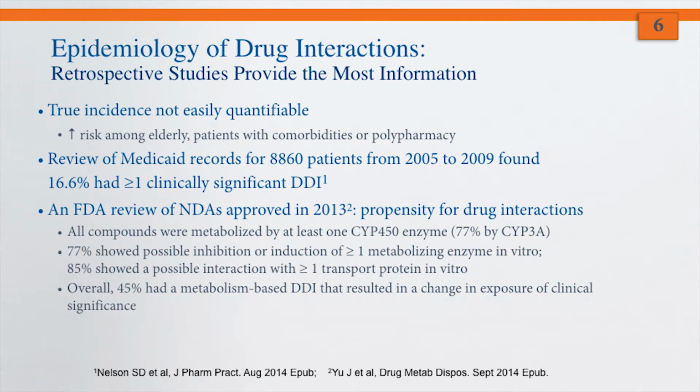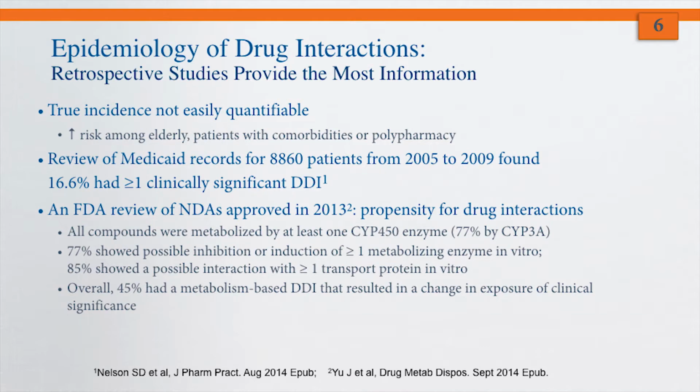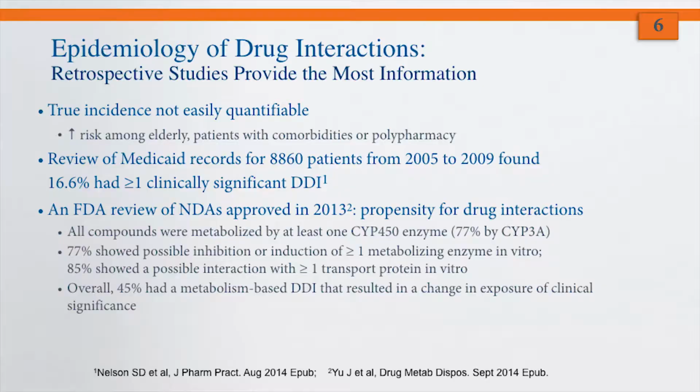Also, we think about newer drugs as being sort of screened out for a high propensity for drug interactions, because now, with modern screening techniques in drug development, you can identify early on agents that might have a propensity for causing drug interactions, and they tend to not make it through drug development. However, a recent review by the FDA of NDAs approved in the year 2013 found that 3/4 of them were metabolized by at least one cytochrome P450 or CYP enzyme.